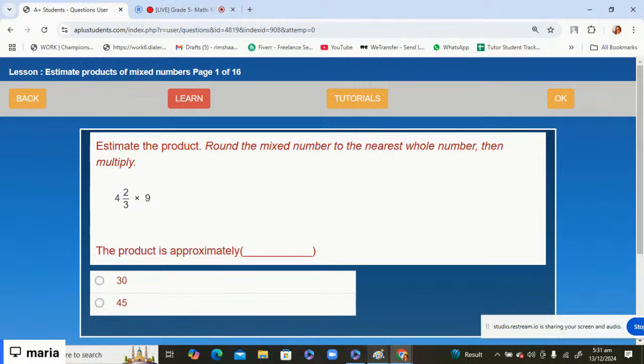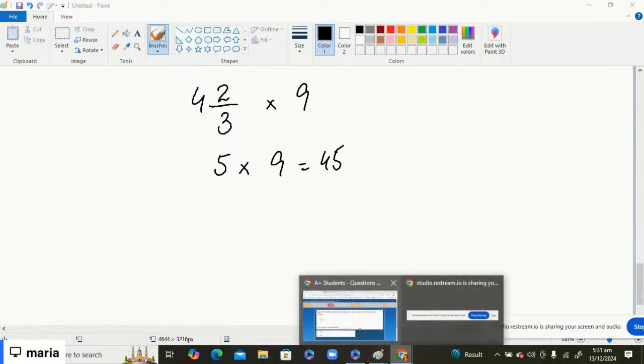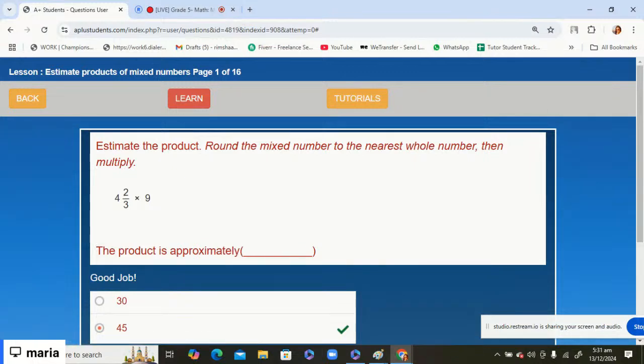4 into 2 by 3 times 9. Let's do it. So look, this is 2 by 3, so 4 can be rounded to 5. So 5 times 9 is 45. Okay, let's check it. Is it right? Yes, it's the right answer.